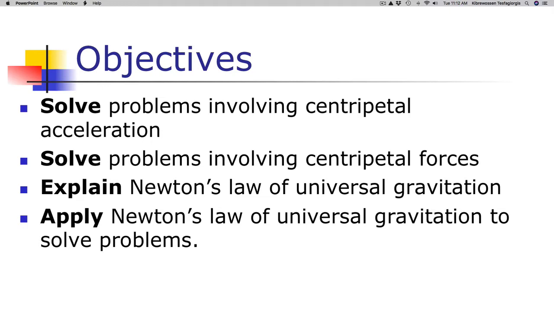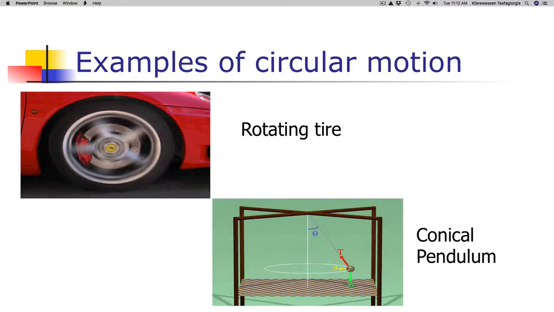Then we'll apply the equations of Newton's universal gravitational law to, for instance, calculate the Earth's mass. Or if the mass of a certain planet is given, how can you determine the gravitational acceleration? Remember the 9.8 meters per second squared on the surface of the Earth. That kind of stuff, okay? Those are the main objectives of the topic.